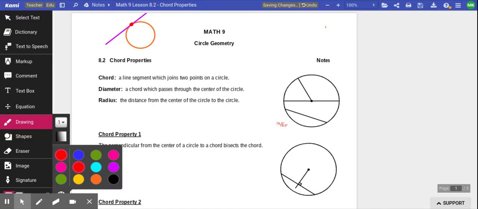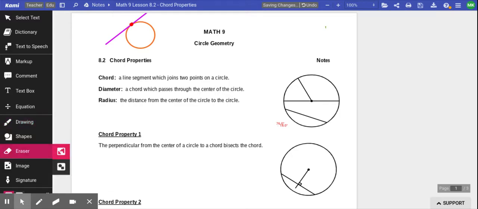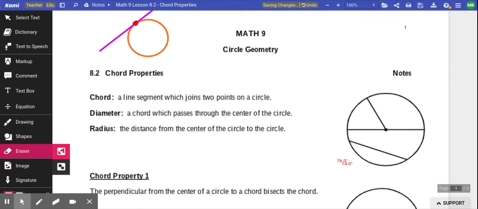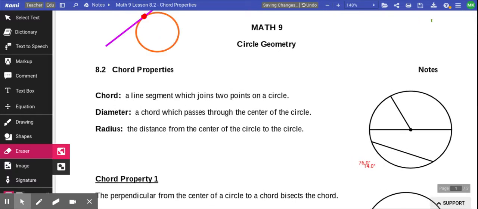Awesome. Today, we're going to learn about chord properties. Looks like chord, but it's chord. And we're going to do a few questions together. And you're going to notice that with this unit in circle geometry, we end up just doing a lot of Pythagorean theorem. So if you're kind of still struggling with Pythagorean theorem, it might be smart to just go do some practice before you watch the rest of this video. Just my opinion.